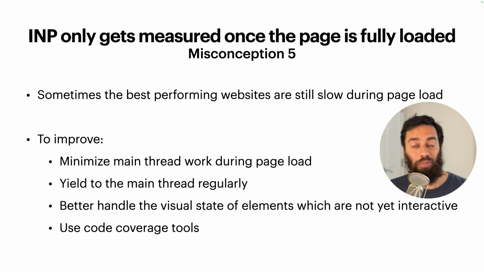How you actually implement this and what code you need to use, that's explained when you search for DebugBear yield to main thread. There are some APIs to help with this. There is a maybe more philosophical question to ask, which is, if there are buttons on the page and they can't yet be interacted with, should they be visible to the user?